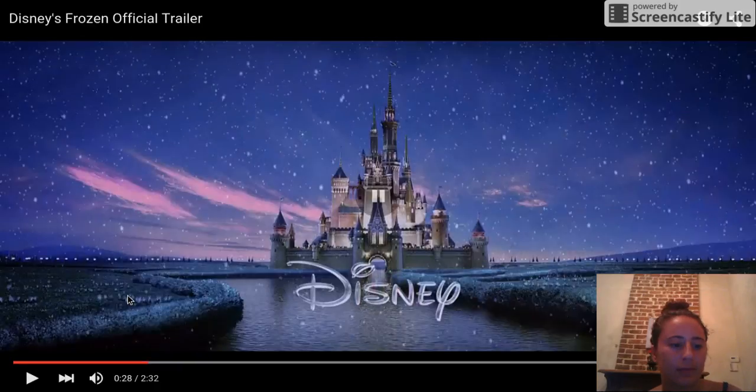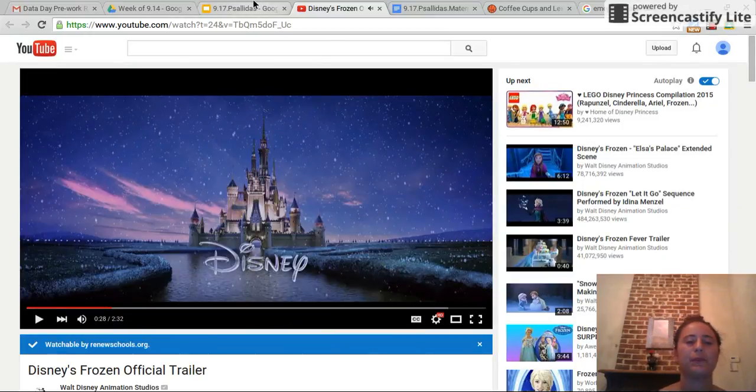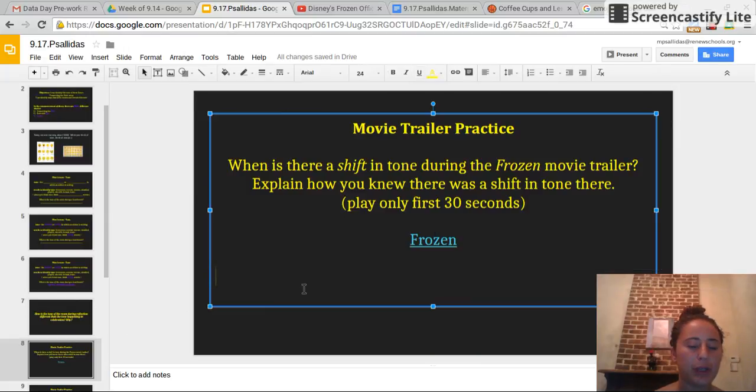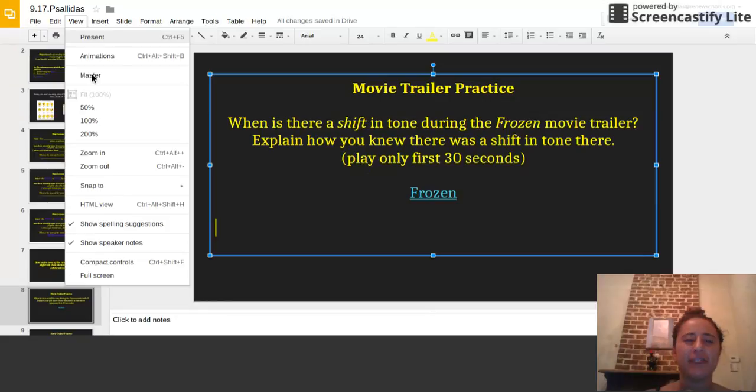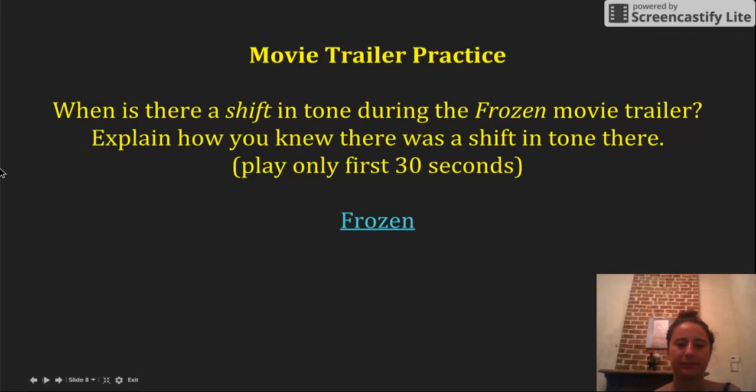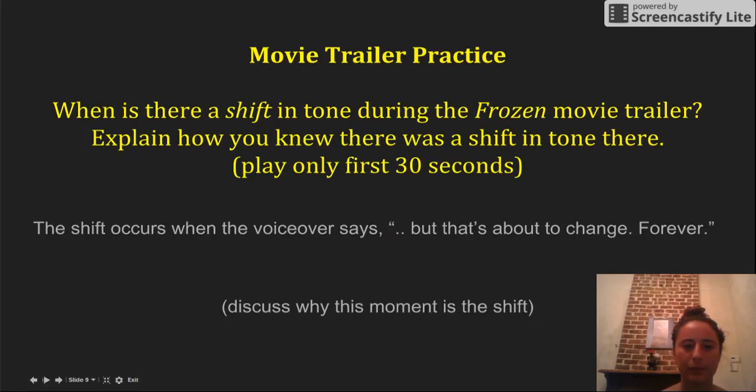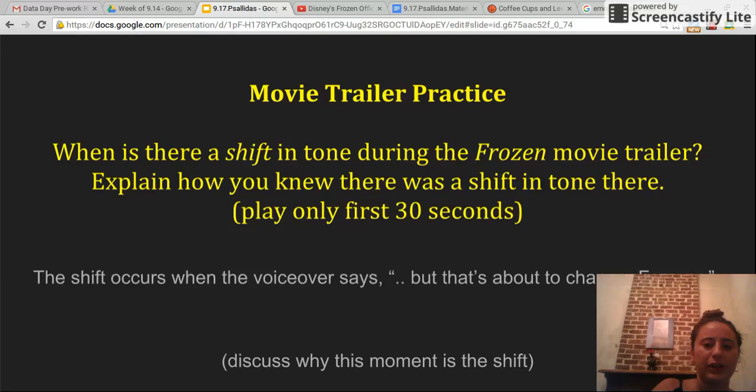Go ahead, jot down whatever you put. Make sure that you write down when it changes and then explain how you knew that there was a shift in tone here. What happened that made the feeling actually different? Unpause when you're done. All right, welcome back. So the shift occurs when that voiceover says, but that's about to change forever.